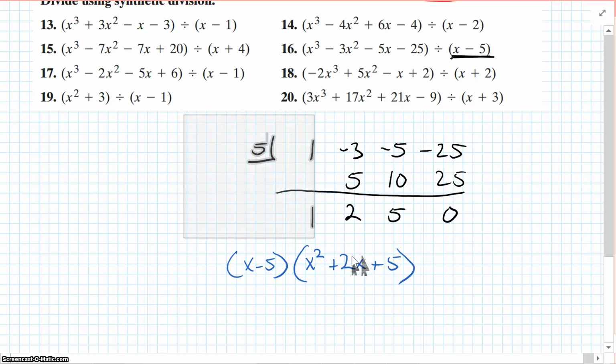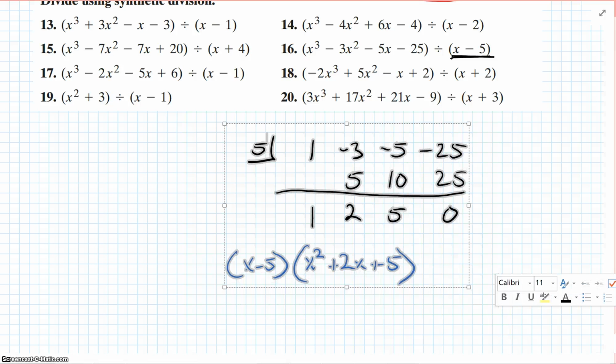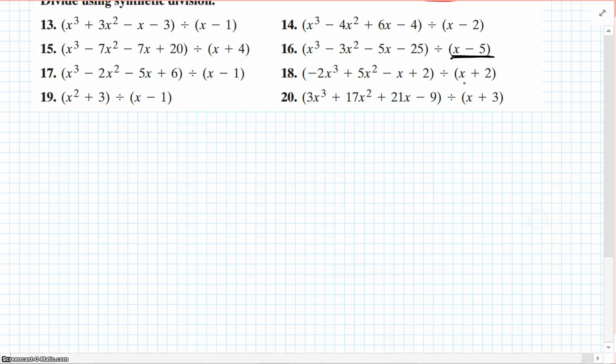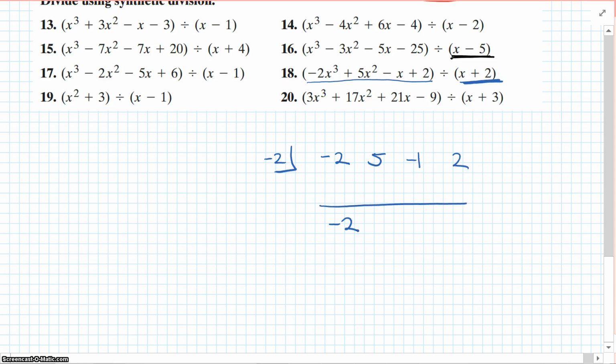Okay, number 18. Okay, what's the root of x plus 2? -2. Okay, now we have a third degree polynomial. So each degree's got to be accounted for. So the coefficient of the third degree is -2. The coefficient of the second degree is 5. The coefficient of the linear factor is -1, and the constant's 2. So we're going to speed through this.